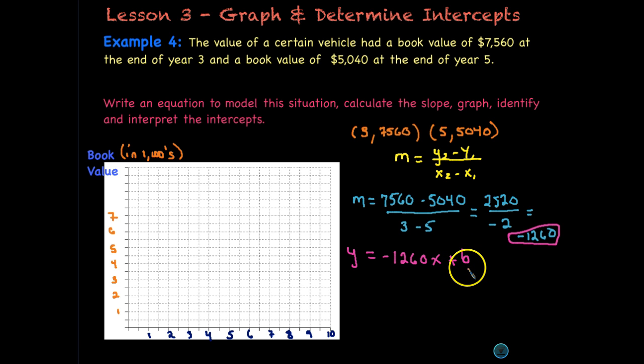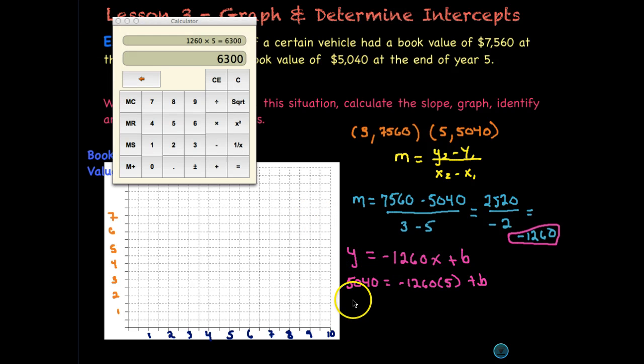How can I find my original cost? Well, I have 2 sets of points here that each have an x and a y, and I have an x and a y in my equation. So I can pick any one of these points, plug them in for x and y, and solve for b. I'm going to go ahead and plug in the 5 and the 50.40. Okay, I've plugged it in, and when I use my calculator to multiply, I get negative 6,300 here plus b. Now I just need to add 6,300 to both sides in order to figure out what my initial cost is, what my y-intercept is.